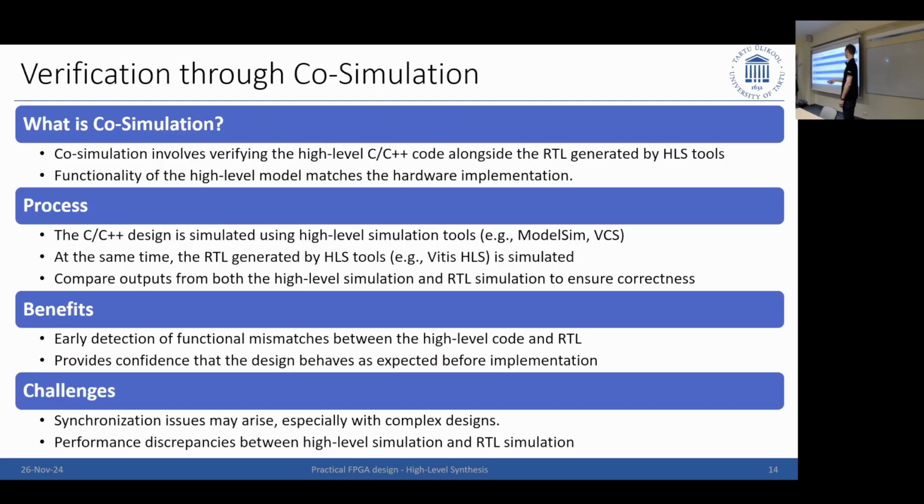Verification and co-simulation. What is co-simulation? Already previously mentioned very briefly. It basically involves verifying the high-level C code alongside the RTL code generated by HLS tools. So I feed in the functional high-level model and then see if what the tool has generated gives me the same result. That means the test bench and everything will be created on both levels, or at least there is an interface from a C test bench where the output is converted into the RTL input. So basically the C design is simulated using high-level simulation tools.